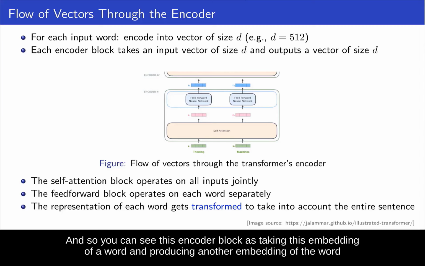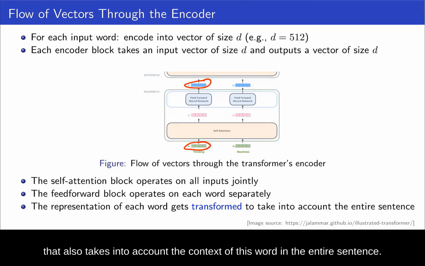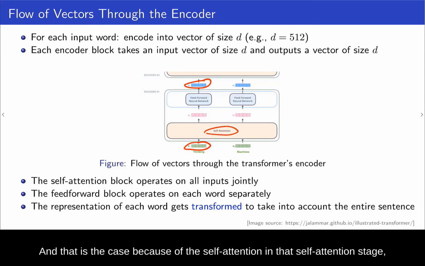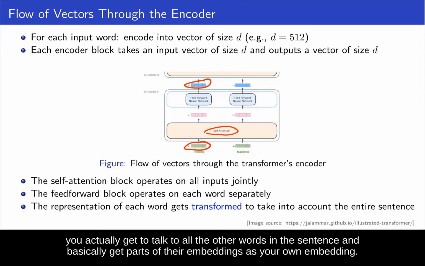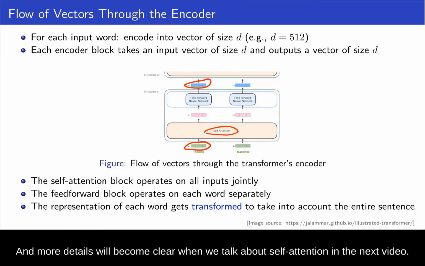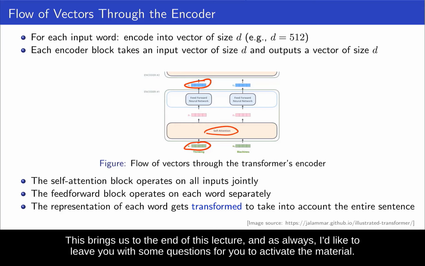And so you can see this encoder block as taking this embedding of a word and producing another embedding of the word that also takes into account the context of this word in the entire sentence. And that is the case because of the self-attention. In that self-attention stage, you actually get to talk to all the other words in the sentence and basically get parts of their embeddings as your own embedding. And more details will become clear when we talk about self-attention in the next video.